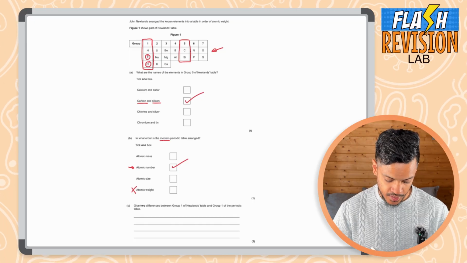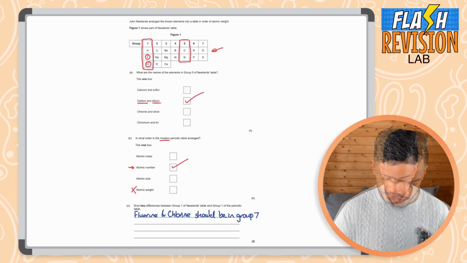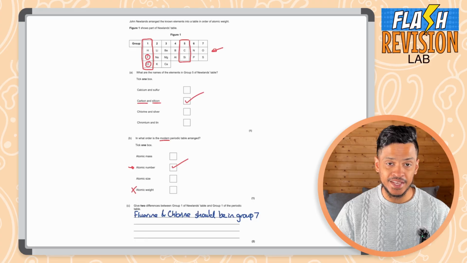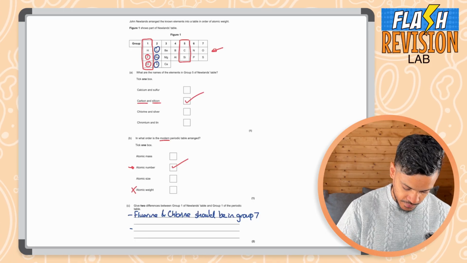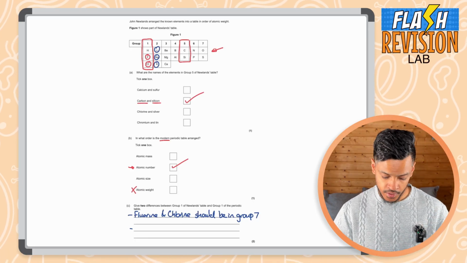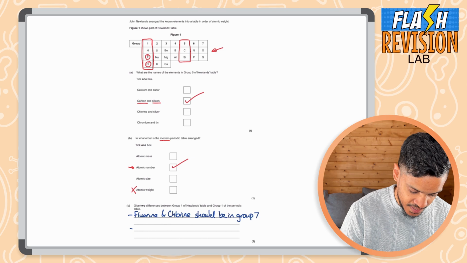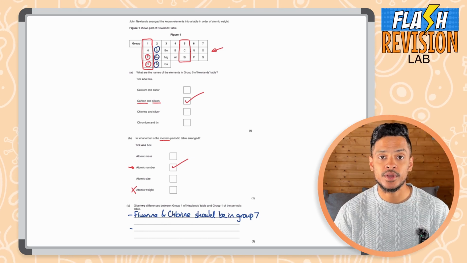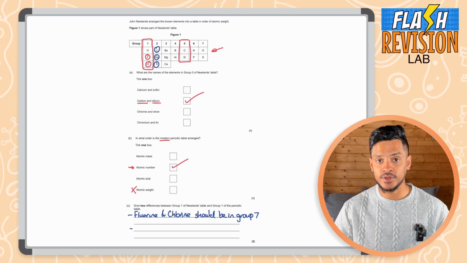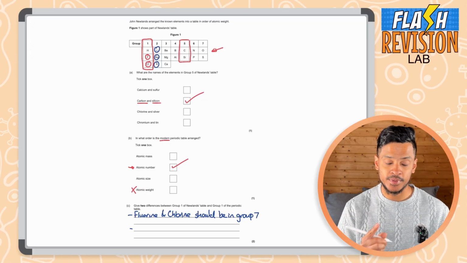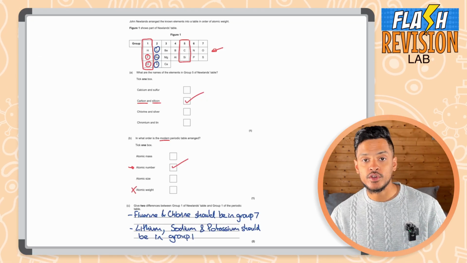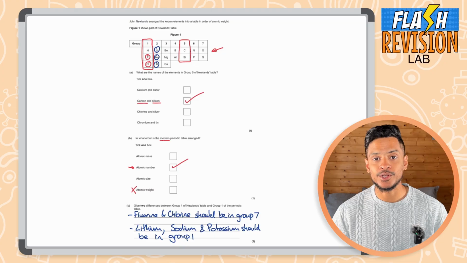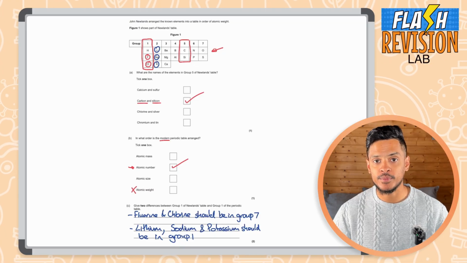So that's clearly one difference that we can note down. Fluorine and chlorine should be in group 7. And the other thing we can write down, what should be in group 1? If you look clearly, we've got lithium, sodium, and potassium. In this periodic table, they're in group 2. But if you look at the modern periodic table, you'd see they should be in group 1. So lithium, sodium, and potassium should be in group 1. That's how you get 2 marks for the last part.